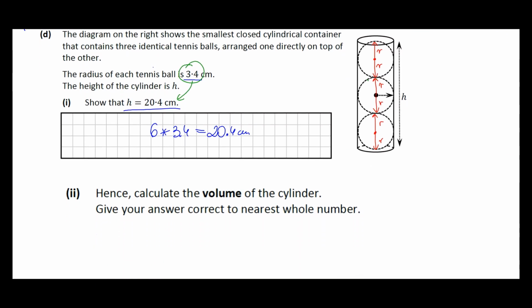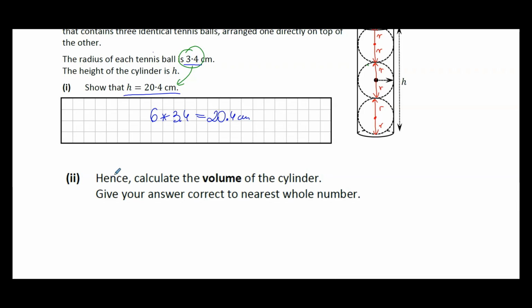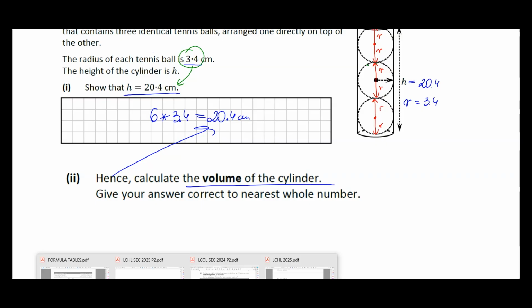Okay, let's have a look at the next part. With this knowledge, we know the height, 20.4, and we know the radius, 3.4. What do we need to do? Find the volume of the cylinder. How do we find the volume of any shape or area? We go to the table, we look for the formula.